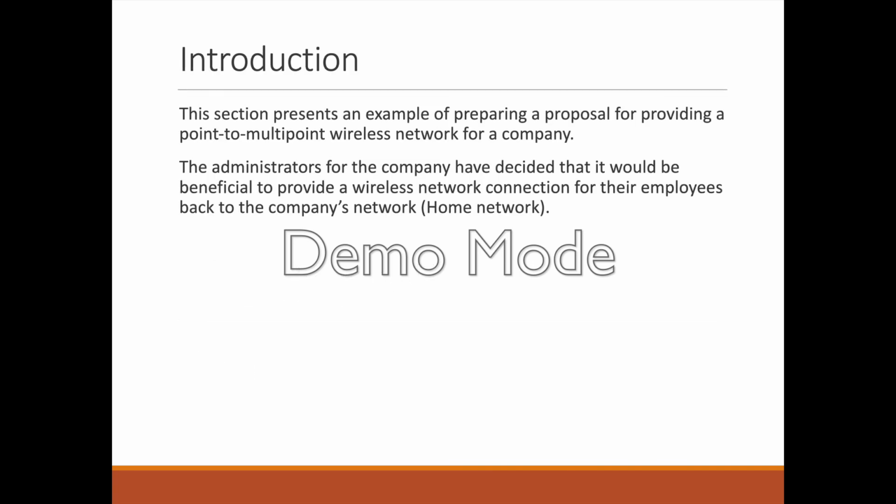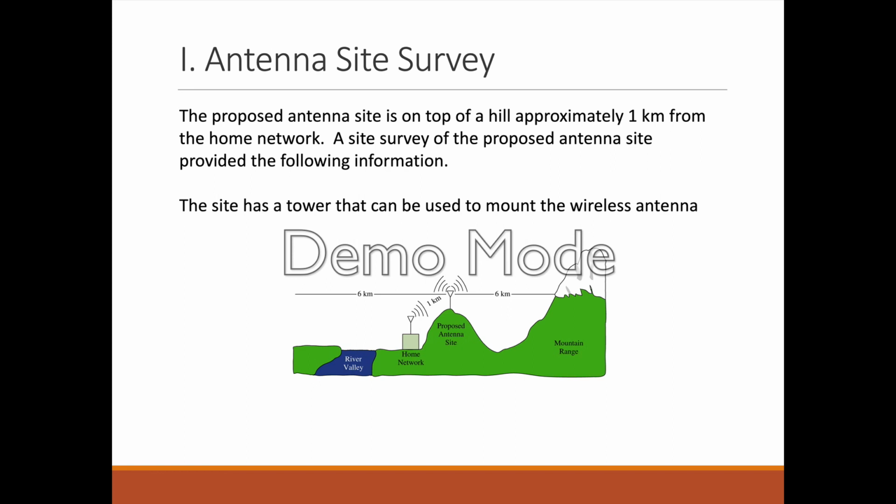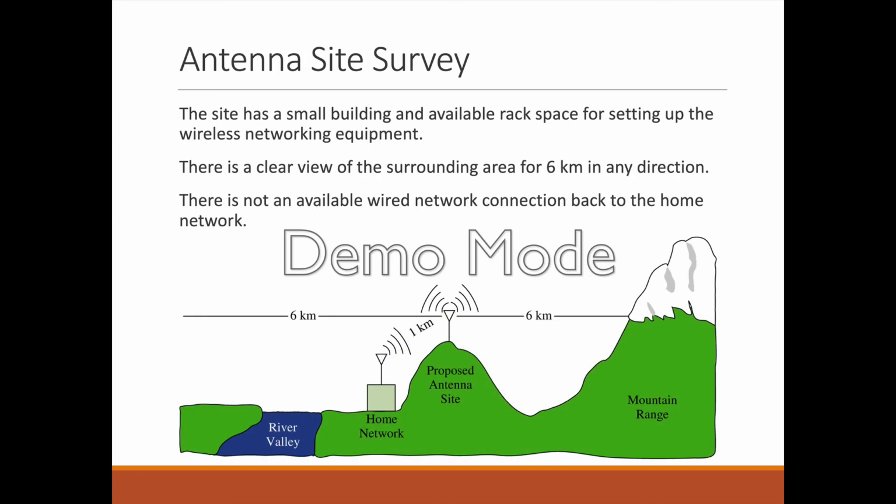This section right here presents an example of preparing a proposal for providing a point-to-point, multi-point wireless network for a company. Overview: conducting an initial antenna site survey, identifying a link between the home network, configuring a multi-point distribution, conducting an RF site survey, and configuring a remote user installation. So this is kind of the stuff that we talked about in my backyard, so that could be very helpful. But you're using an antenna instead.